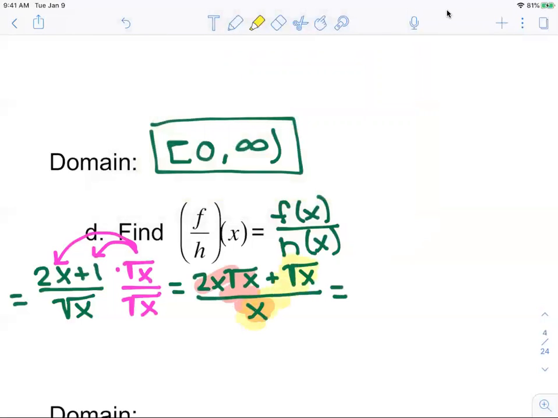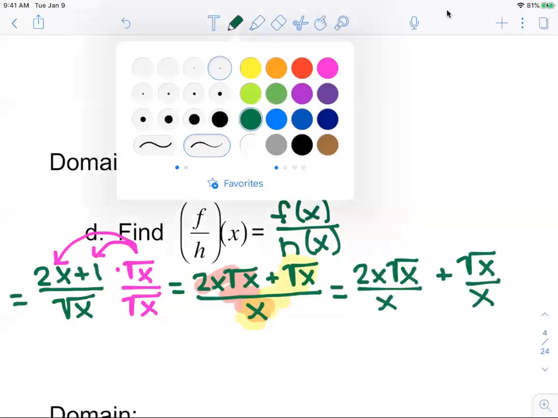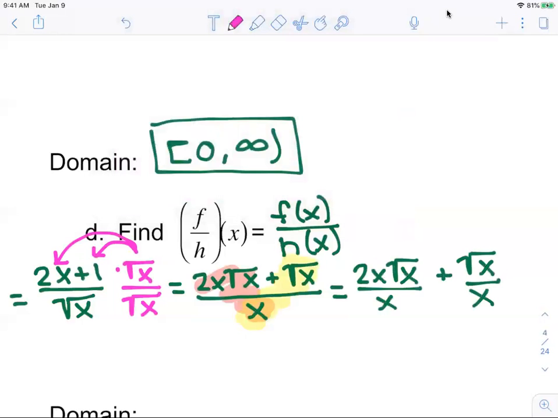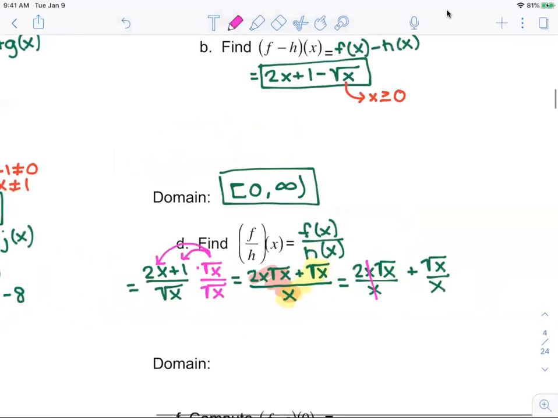They're both over x, so I'm going to rewrite that as 2x square root x over x plus square root x over x, because I noticed that some things can cancel. Now I can take out an x in this section, an x over an x. I couldn't do that before because the x's were under the square root for the second term, and there wasn't an x there. There would have had to be an x here in order for you to cancel it, but there's not.